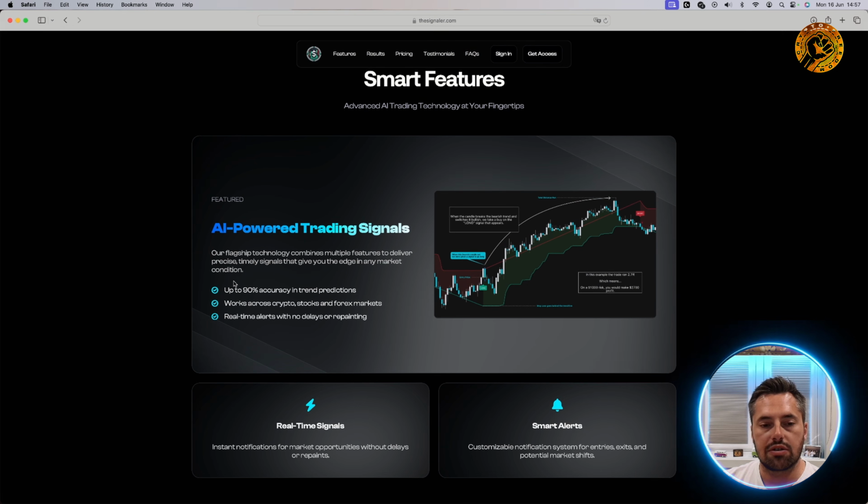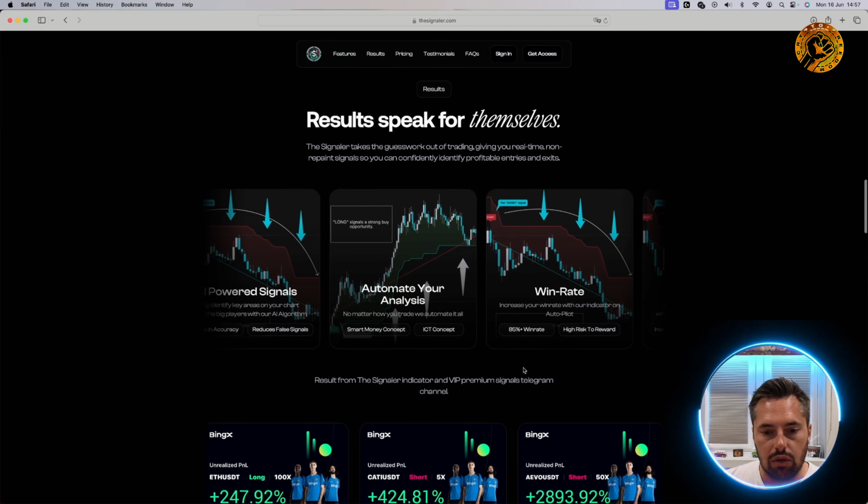There are nice smart features: up to 90% accuracy in trend predictions, works across crypto, stocks and forex markets, real-time alerts with no delays or repainting. The repainting thing is so key. I've used so many indicators in the past that when you look back at the history, they look great, but when you're playing in real time, they don't work because they are repainting the signals.